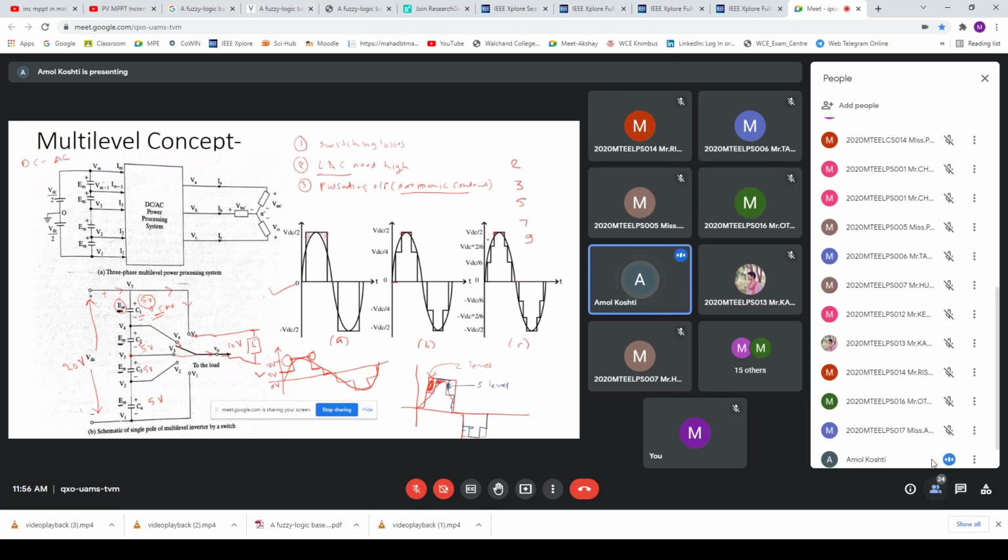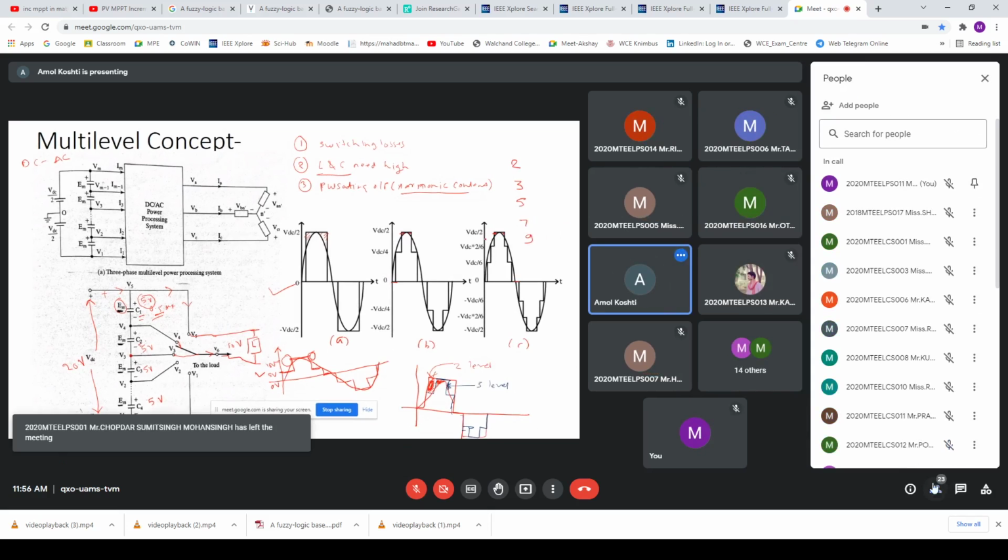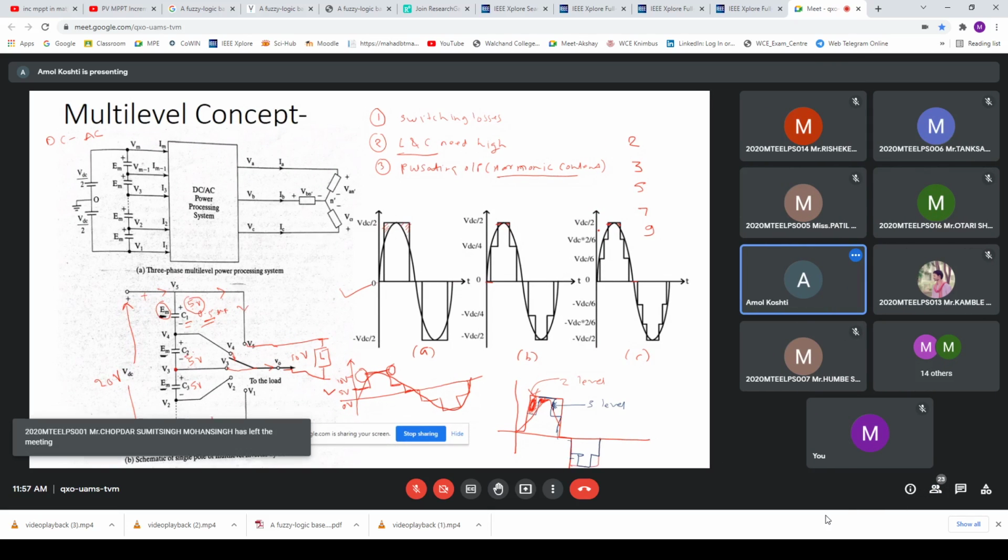Because we have to eliminate the unwanted part. Why? Because we have to shift to a more purified sinusoidal waveform. So as we go on increasing the level, the unwanted part is majorly eliminated. So that is the reason the size of the filter will be less. Okay, you get this?